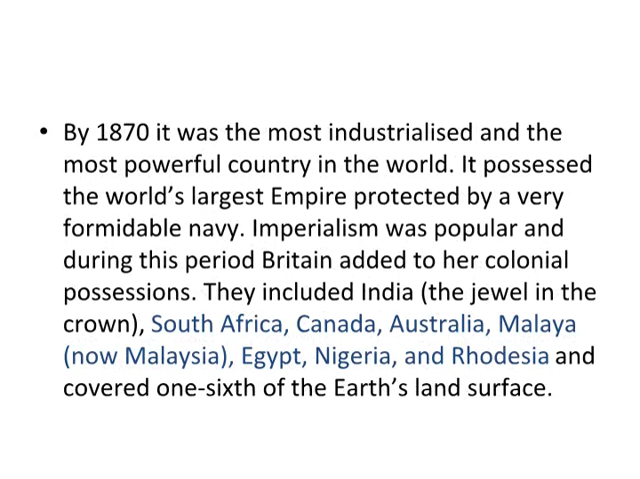By 1870 it was the most industrialized and the most powerful country in the world. It possessed the world's largest empire protected by a very formidable navy. Imperialism was popular, and during this period Britain added to her colonial possessions. They included India, the jewel in the crown, South Africa, Canada, Australia, Malaya, now Malaysia, Egypt, Nigeria, and Rhodesia, and covered 1/6 of the Earth's land surface.